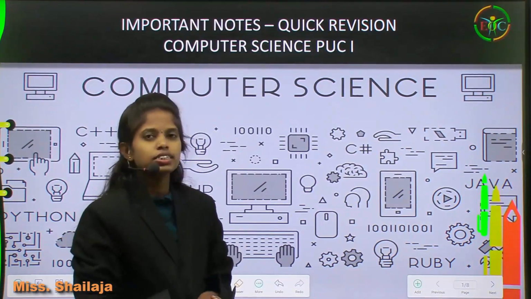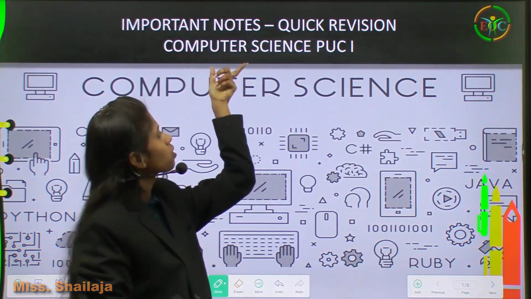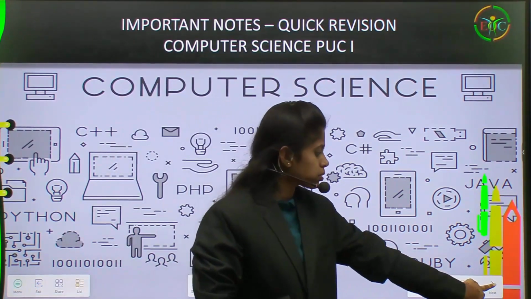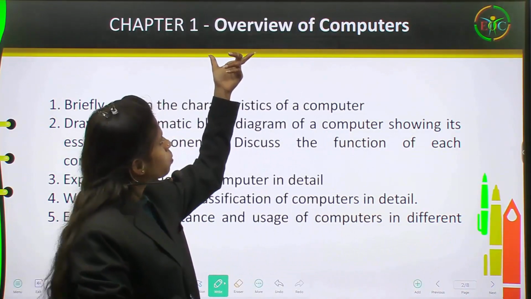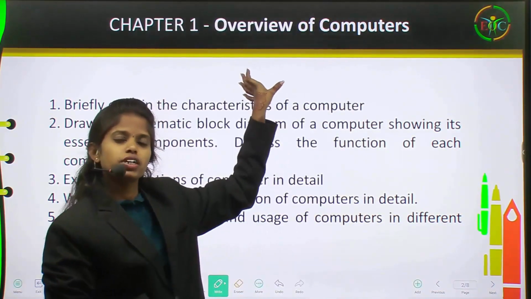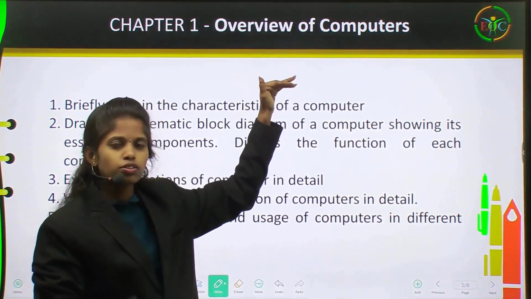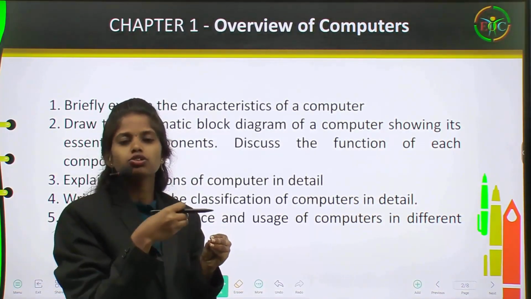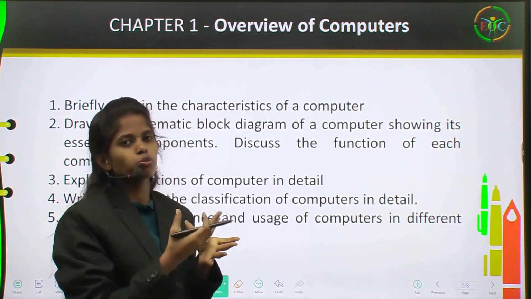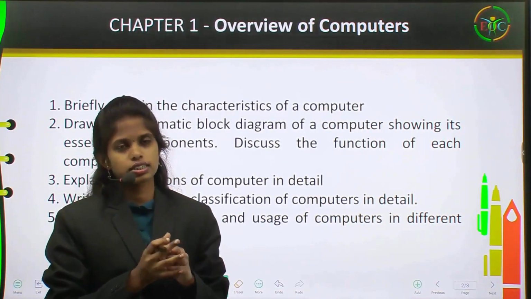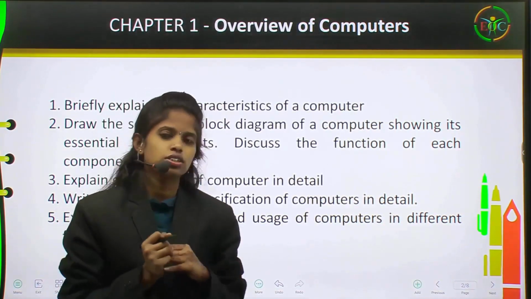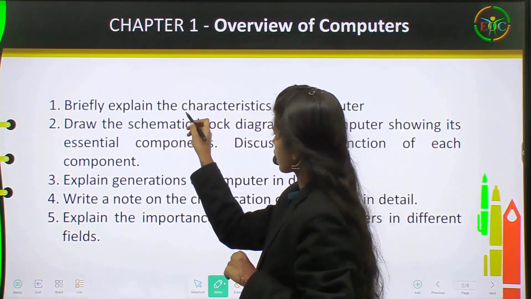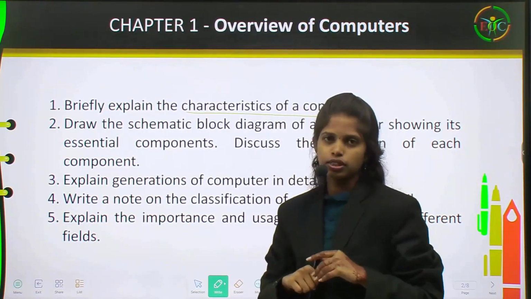Today's class we will see the important notes, meaning the important questions that can be asked from the chapter called Overview of Computers, which is your first chapter. In the Overview of Computers, the important topics that you should concentrate on from an exam point of view will be discussed today. The first question is: briefly explain the characteristics of a computer.